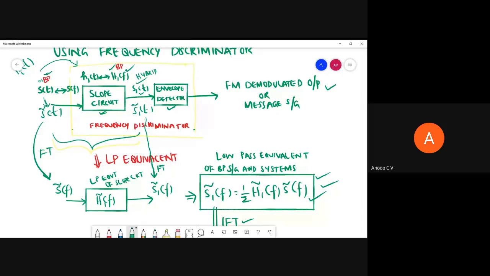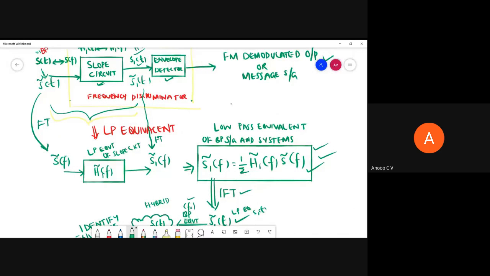So, the equivalent low pass counterpart. For that, I told how we can find the low pass equivalent of a band pass signal. Maybe I'll just accept whoever is trying to join in. Okay. So s of t is the band pass signal. S tilde of t will denote the equivalent low pass signal. If you take the Fourier transform of s tilde of t, you will get S tilde of f.